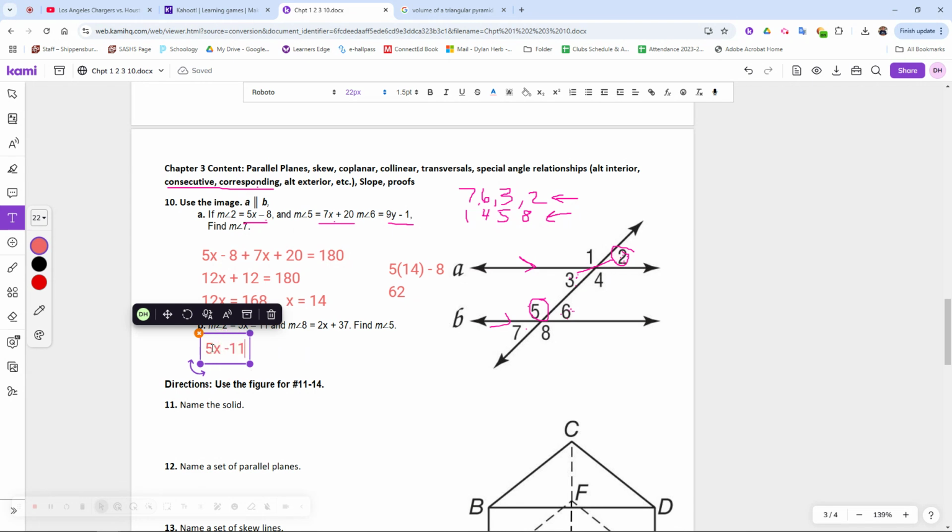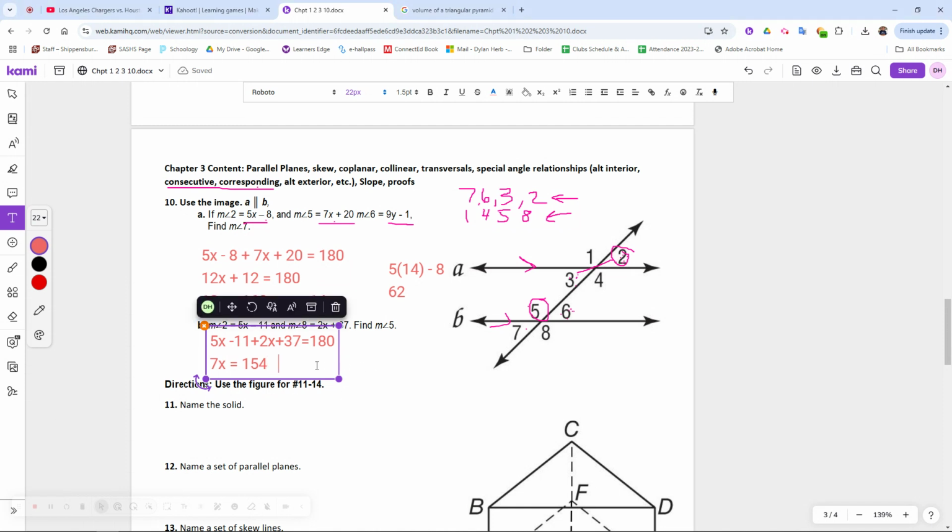So what is that? 5x minus 11 plus 2x plus 37 equals 180. Combine like terms. You get 7x on this side. When you combine like terms here, you'll get 26, and then subtract 26 from both sides. Kind of skipping some steps here. You will get 154. So go ahead and divide both sides by 7. What is 154 divided by 7? That's not something that I can do in my head real quick, but I should. It's 22. Never mind, I don't have to do it on the calculator. So x is 22.